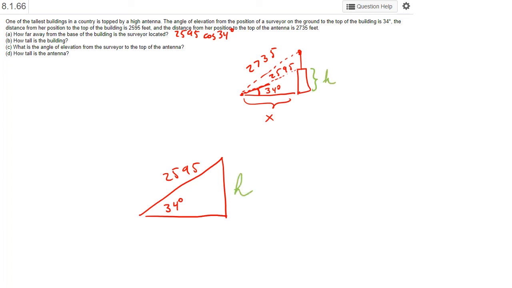So now the relevant trigonometric function is not cosine, it's sine. The sine of 34 degrees is opposite over hypotenuse. The opposite side is our missing height. The hypotenuse is still 2595, and multiplication by 2595 gives us h is 2595 times the sine of 34 degrees. So that's how tall the building is.